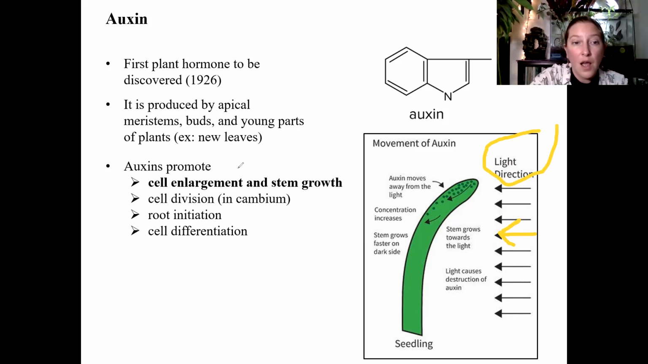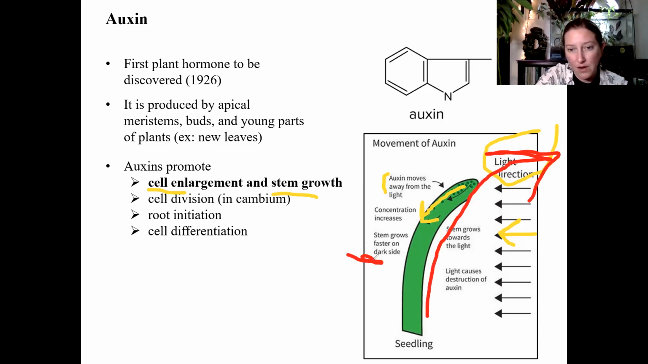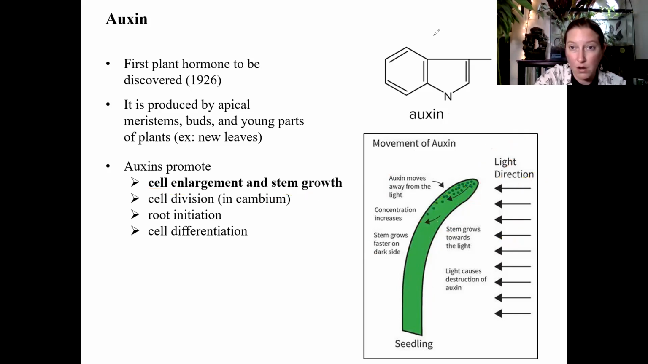Well, auxin causes cell enlargement and stem growth because what happens is auxin will actually move to the opposite side of a plant, move to where the dark side is of the plant, because the light is coming from the other direction. And when it does that, it tells that dark side of that stem to grow more. And over time, that results in the stem bending because it's growing more on this side than it is on the side exposed to the light. That's due to auxin.